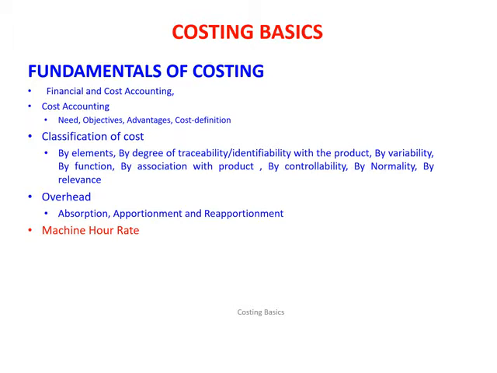Earlier, we have seen the differences between financial and cost accounting, the need and advantages of cost accounting, the important topic on classification, the classification based on elements, traceability, variability, function, and other classifications. And in the last lecture, we saw on apportionment and reapportionment. In this lecture, we will see on machine hour rate calculation.